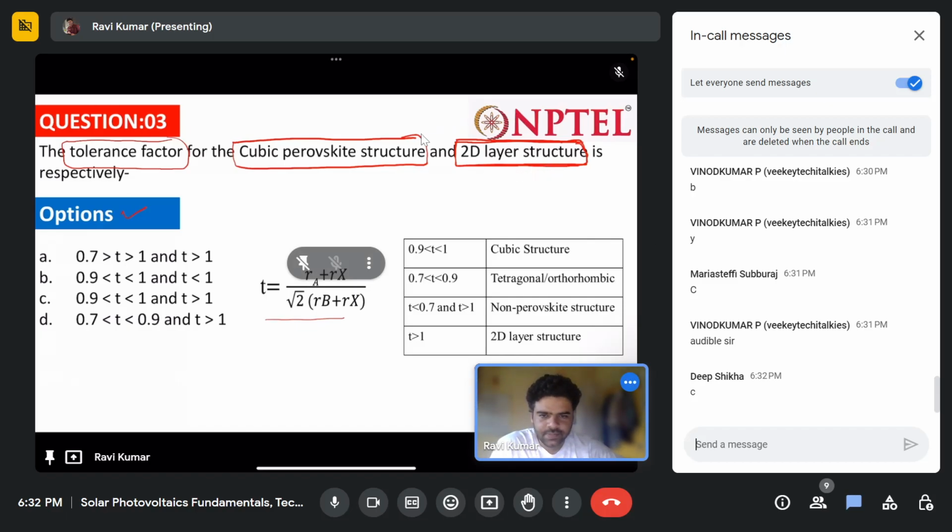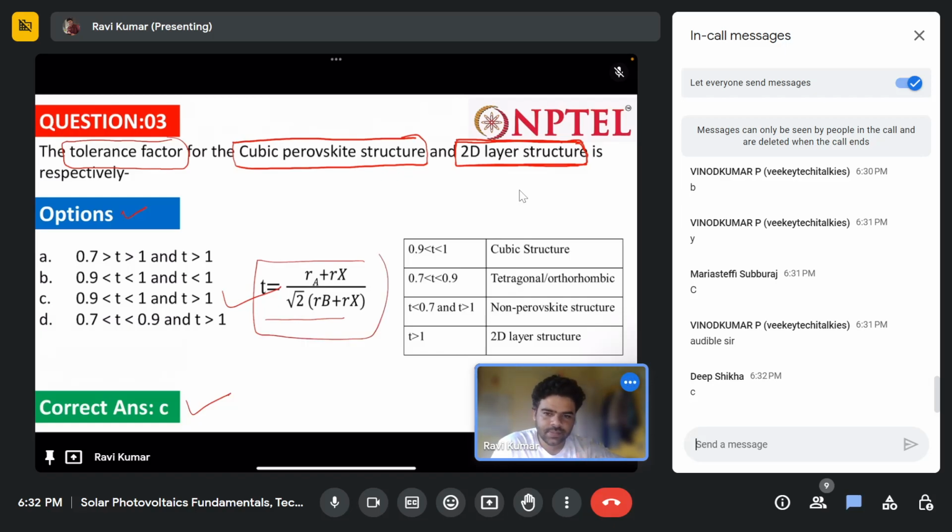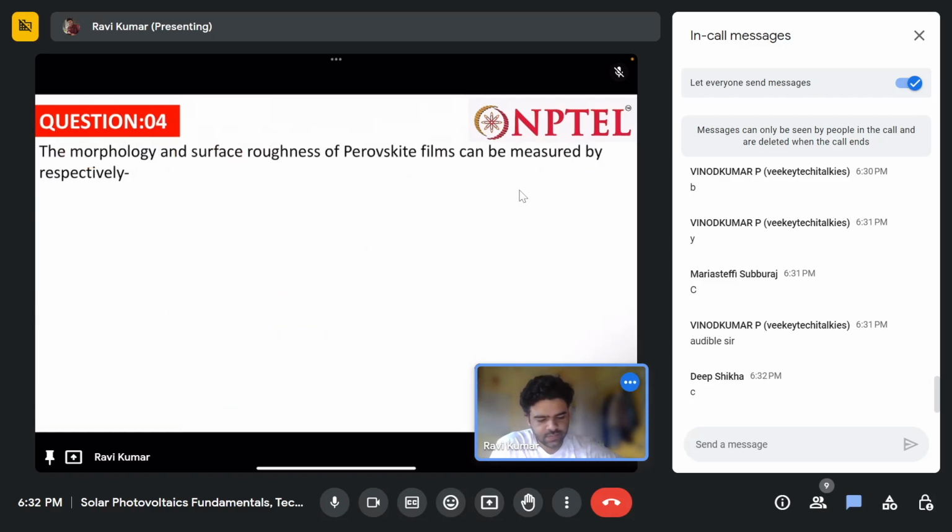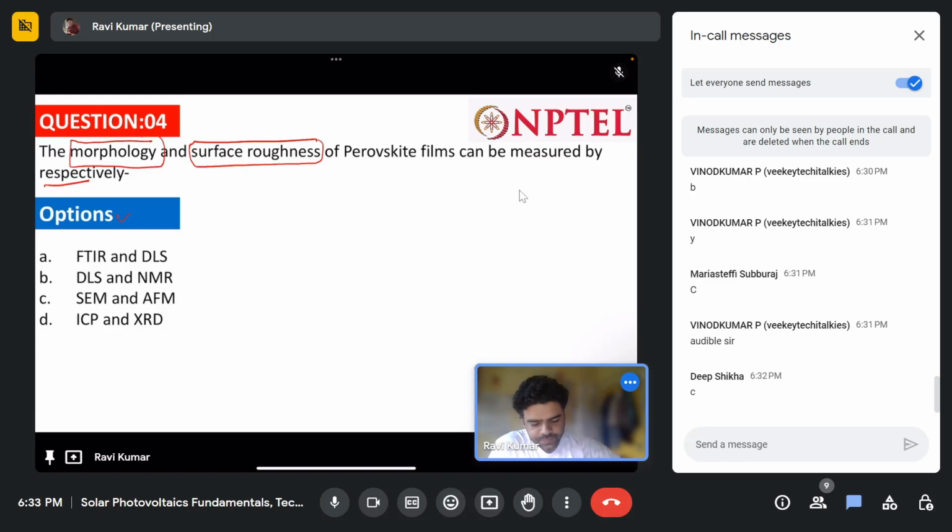Deepshikha said C. Yes, C is the answer here. Just remember this formula, we will be using this. The next question says, the morphology and surface roughness of the perovskite films can be measured by, respectively, and these are the options.